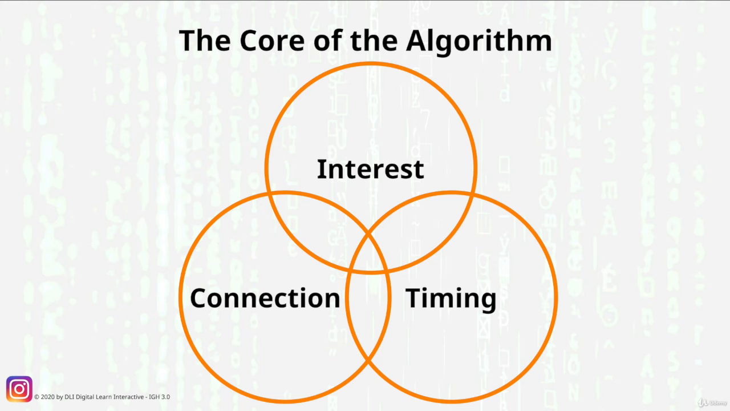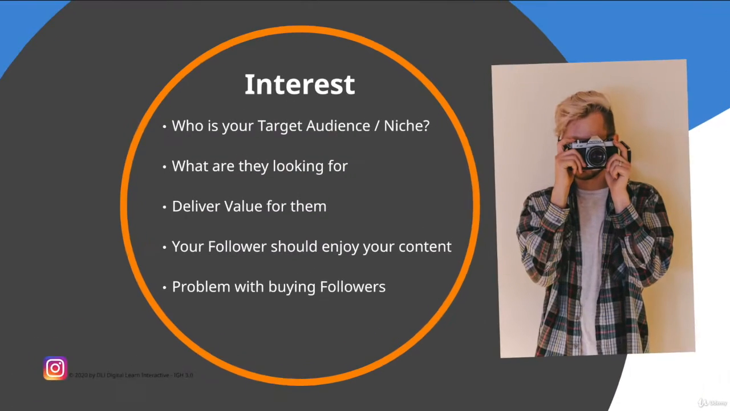And therefore, let's go to the core of the algorithm. Here you actually see the core of the algorithm, which is kind of easy, as you now see, but there's so much behind it. In general, there are three different parts: the interest, the timing, and the connection. And now I would like to explain in detail what that all means.